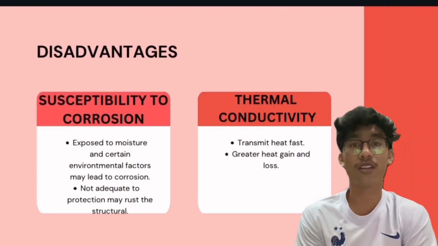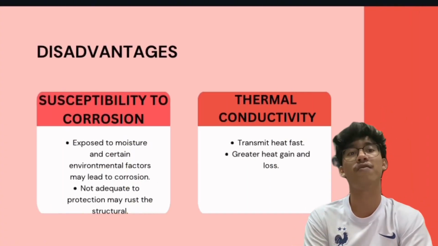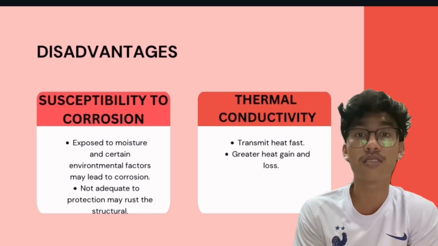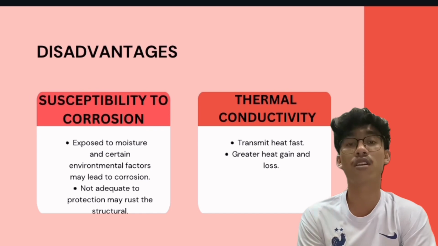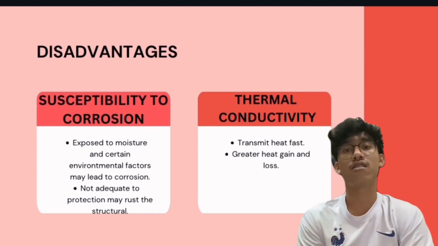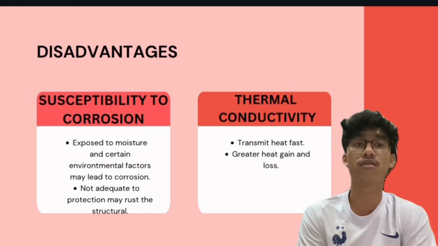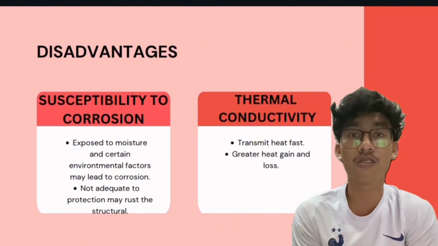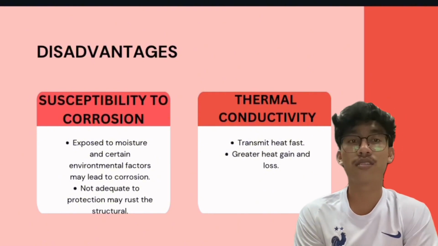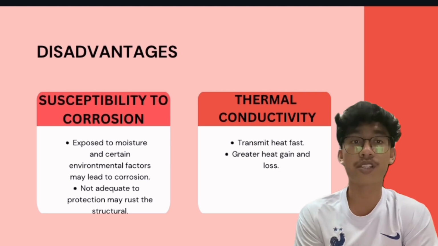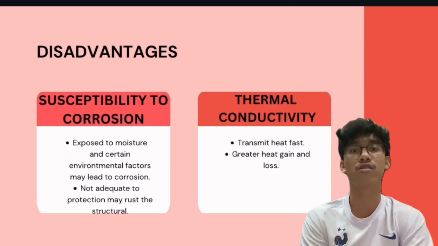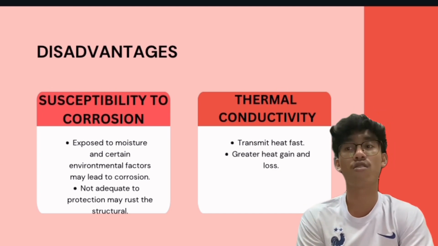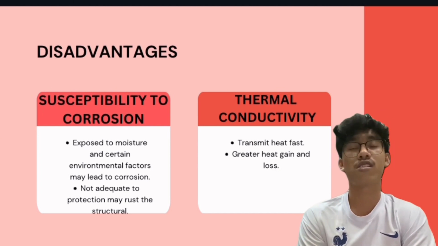For the disadvantages of steel portal frame, the first one is susceptibility to corrosion. Exposure to moisture and certain environmental factors may lead to corrosion. And then there is not adequate protection. There is no protection, like protection of the wall.